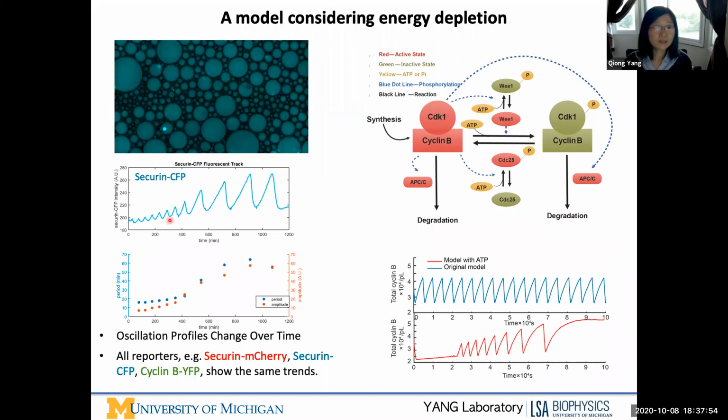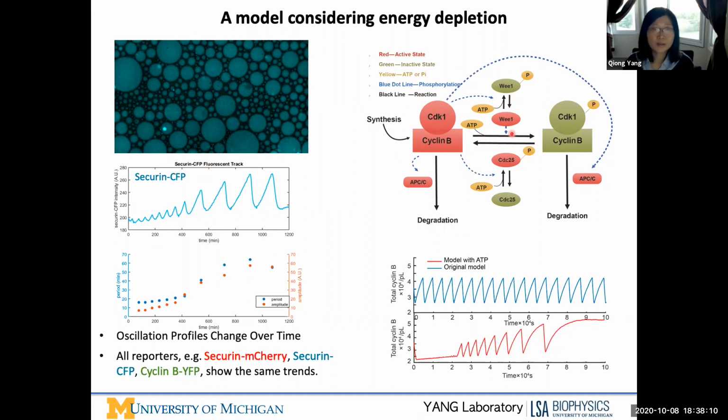But because this is an out of equilibrium system, over time it should consume energy. So therefore, we should not expect energy as an unlimited reservoir. Instead, we should consider energy in our cell cycle model. So that's what we did.